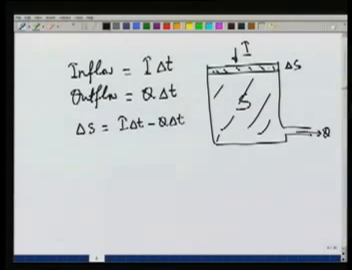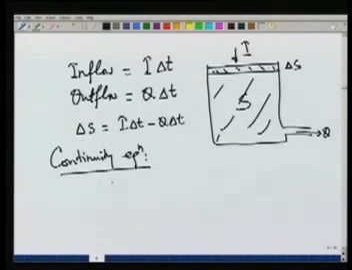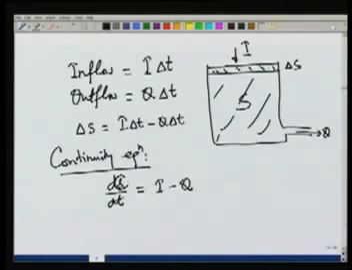And then if we take the limit as delta t tends to 0, we get the differential equation of continuity, what is commonly known as the continuity equation or the mass balance equation, which tells us that dS by dt is equal to I minus Q. Now our aim is, for any given input, we want to find out what is the output Q. Therefore, assuming the linear reservoir, we can write this S in terms of K and Q, and therefore we will get an equation describing the variation of Q with variation in I.